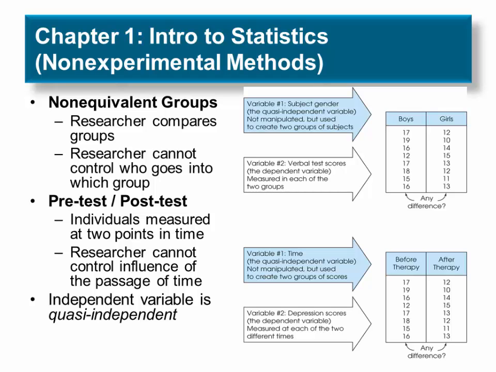In the second example, the study uses time, before and after, to define the two groups and measures a dependent variable, depression, in each group. The reason this is considered non-experimental is that the researcher can't control what might be influencing depression scores in the time period between the first and the second measurement.